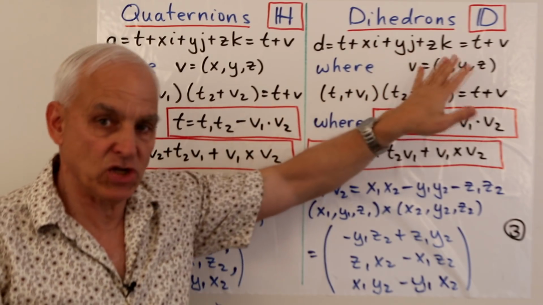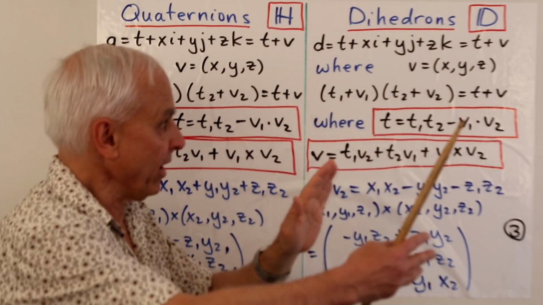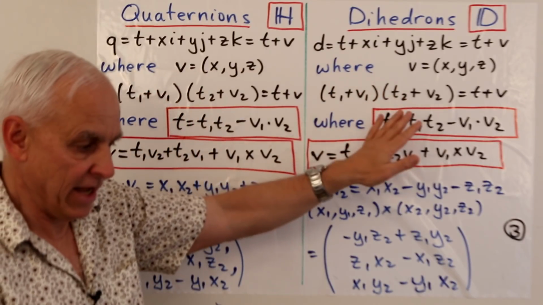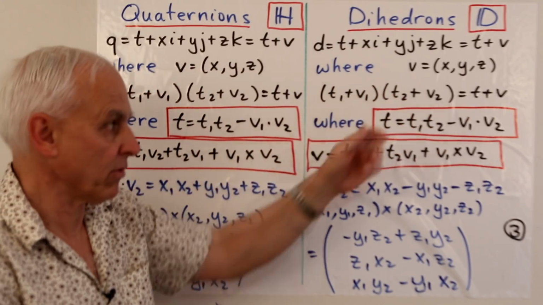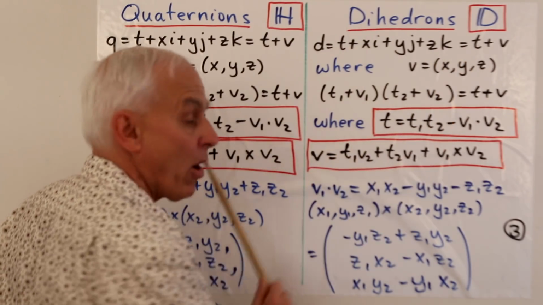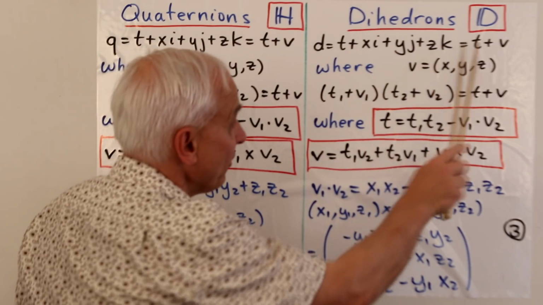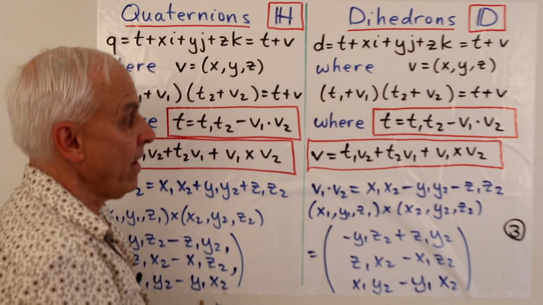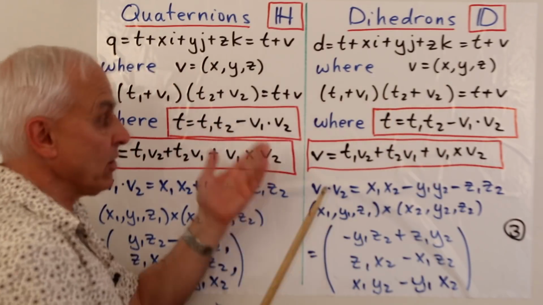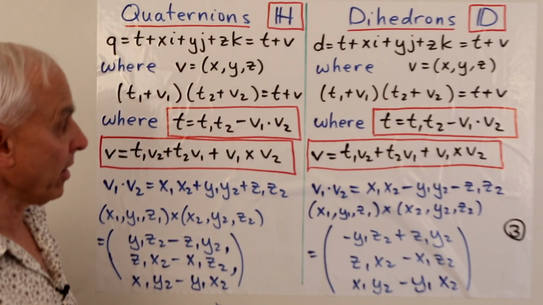Now these i's, j's, and k's are on the dihedron side. Okay, they're not the same i's, j's, and k's over here. The i's, j's, and k's satisfy the dihedral relations. And we can do the same thing. We can strip out a scalar part t and call this the vector part v. And then we can multiply two of these guys and we get corresponding formulas. Let's see what they are.